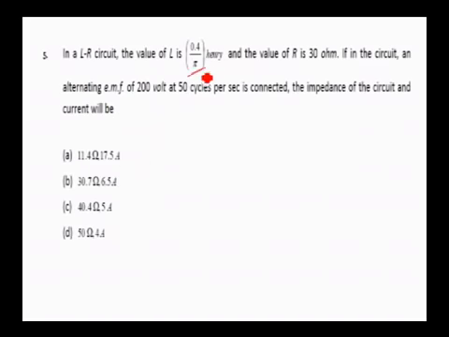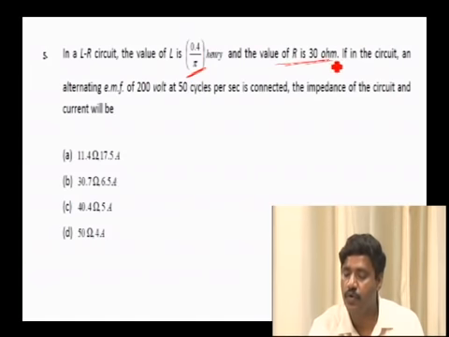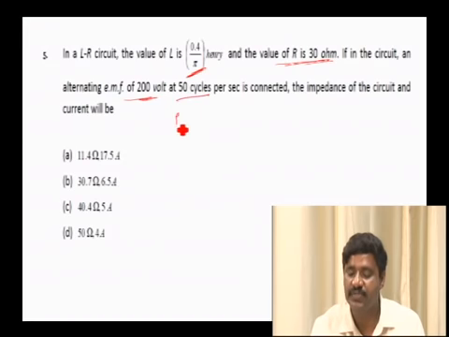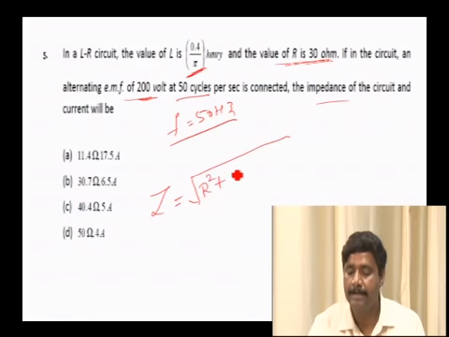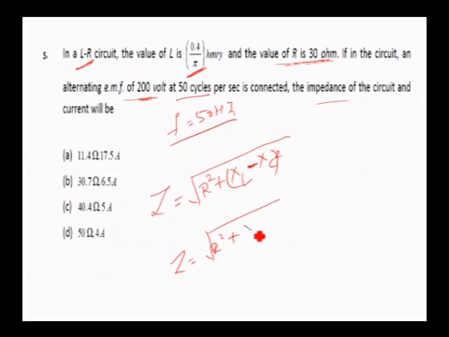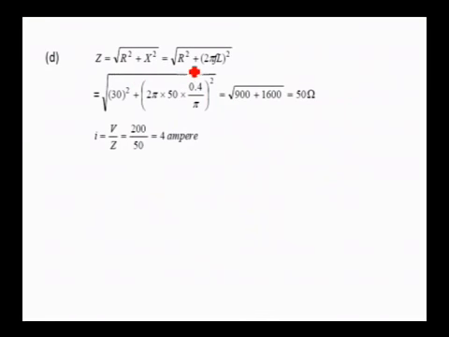In an LR circuit, we have L as 0.4/π. The value of R is 30 ohm and EMF is 200 volt. 50 cycles per second is nothing but the frequency, 50 hertz. The formula for impedance is Z = √(R² + (XL − XC)²). But this is only an LR circuit, so Z = √(R² + XL²). XC is equal to 0, no capacitor. XL is 2πfL, so R² plus (2πfL)². Simplifying this gives the impedance as 50. Current is voltage by impedance. Voltage is 200, impedance is 50, so 4 ampere.